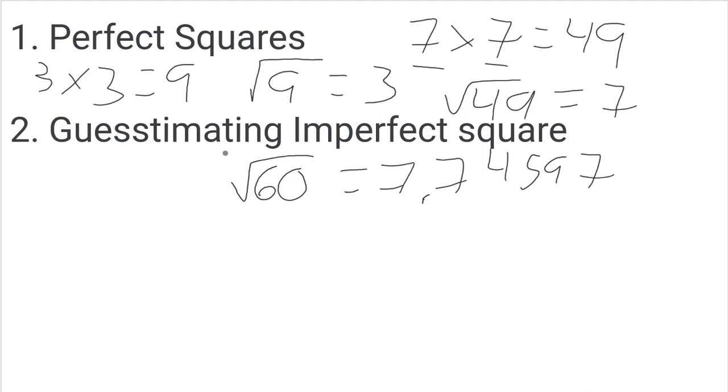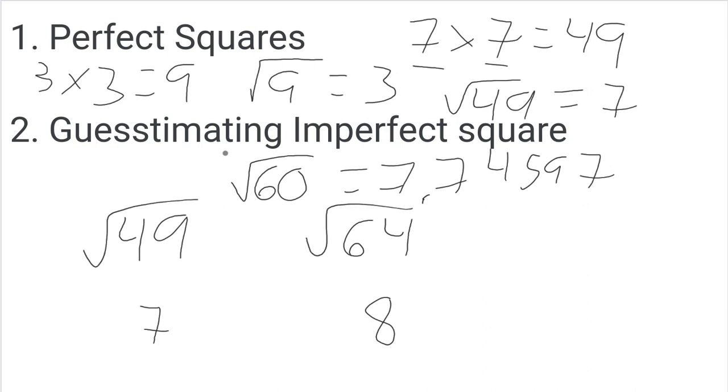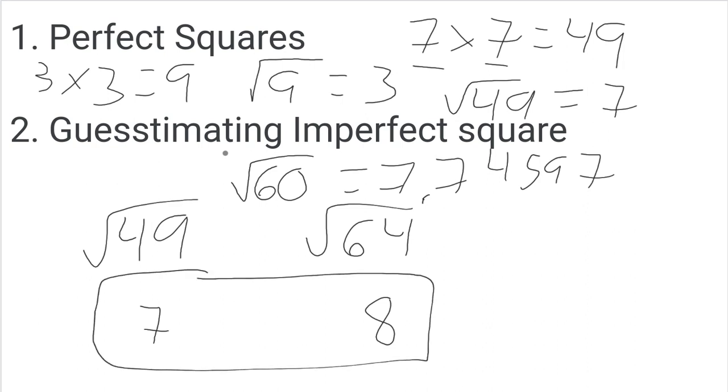So 60 is between the perfect squares of 49 and 64. So 7 times 7 and 8 times 8. 60 is between 49 and 64. So that means our answer is somewhere between 7 and 8. What we always do is the number on the left is going to be our first number, 7 point.